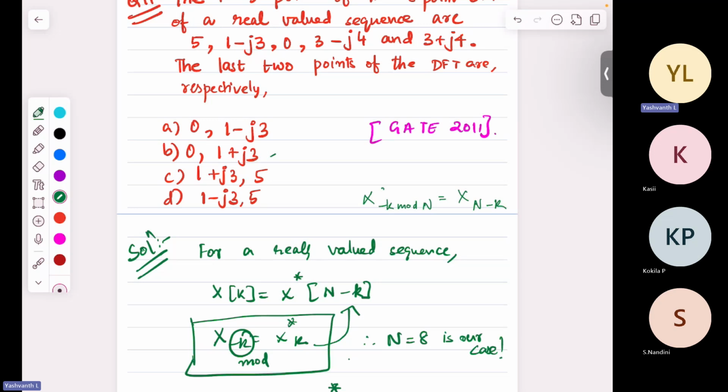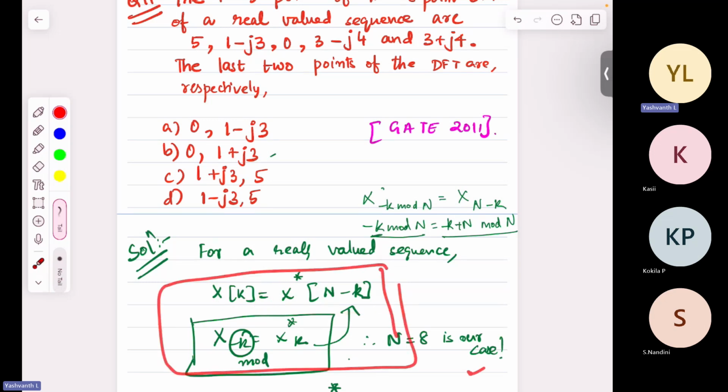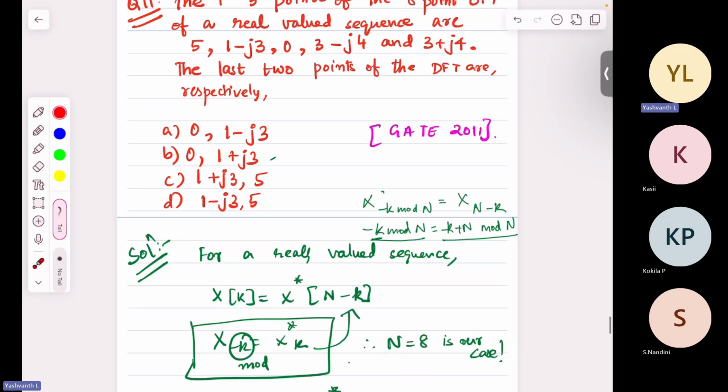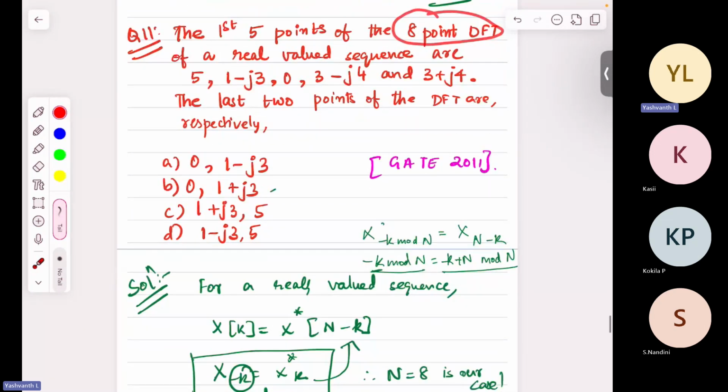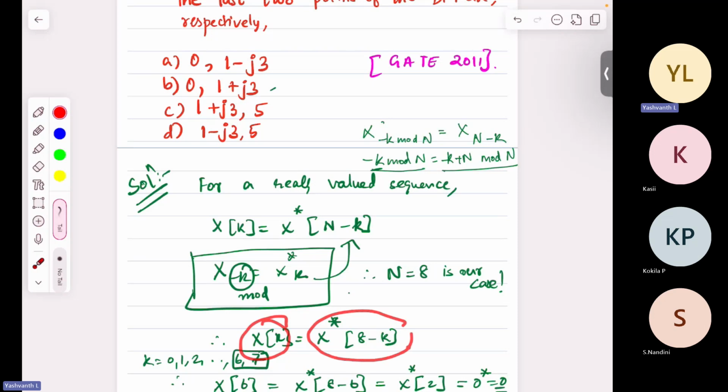Do you agree? That's because minus k mod N is the same as minus k plus N mod N. Both will be same because minus k is a negative number, so add N to it, it will be a number between 0 and capital N. Therefore, X of minus k mod N is the same as X of N minus k. And there's a conjugation, therefore you can always say X of k is equal to X conjugate of N minus k. That's all. If you have recognized this property, then you know to solve the question. In this case, N is equal to 8 because you're taking 8-point DFT. Therefore, X of k is equal to X conjugate of 8 minus k.